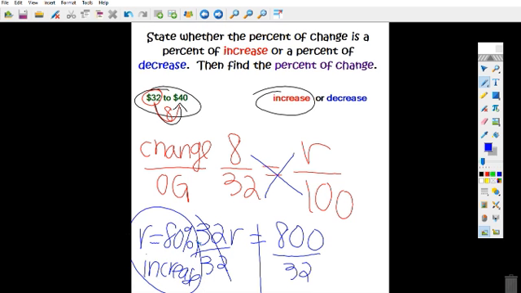Oh, I'm sorry. Sorry, that's wrong. It should be 25, right? Okay, hopefully you caught that on your calculator. I was looking at the wrong problem. It should be a 25% increase. My bad. Okay.